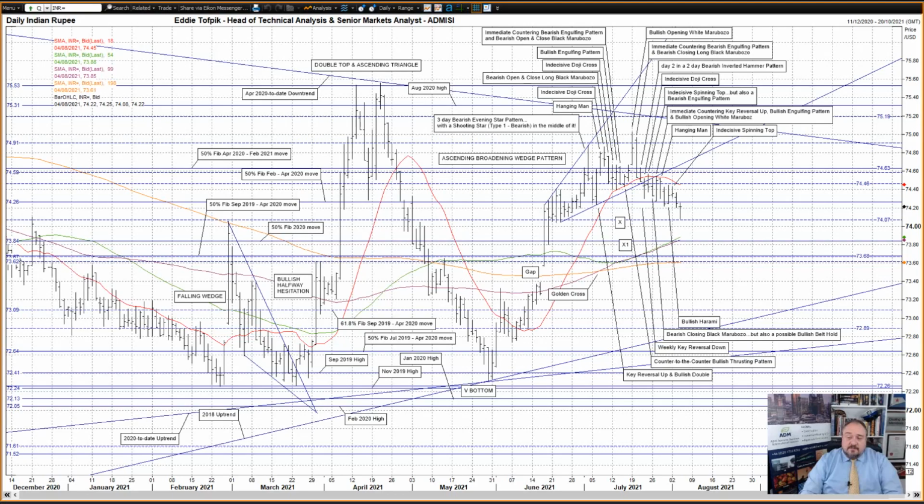All this has been in the large shadow of the weekly key reversal down 2 weeks ago, and the move late during the week before last, under and away from the recent ascending broadening wedge pattern. Now, initial target X for this pattern is still there in the 74.05 area, whilst the further secondary target X1 would be in the 73.80 area.